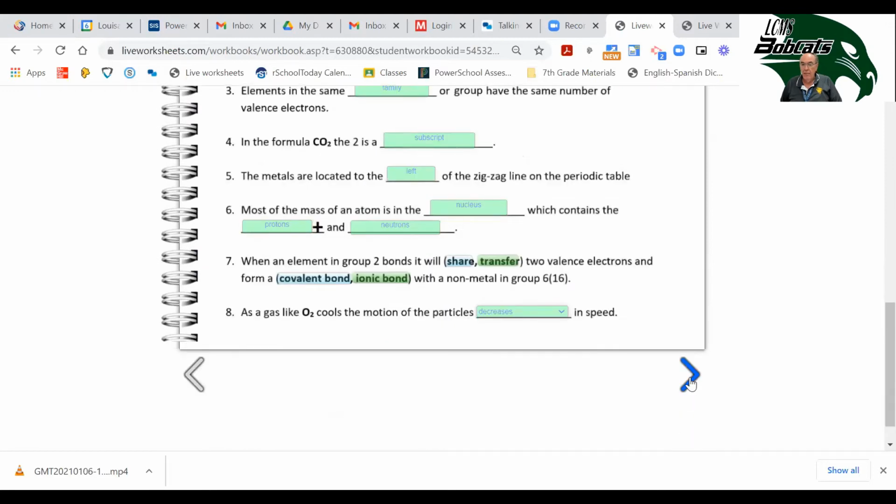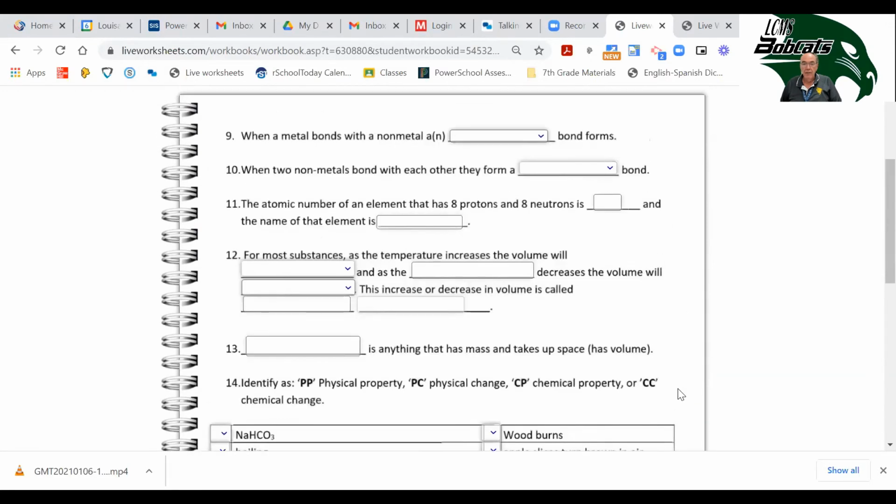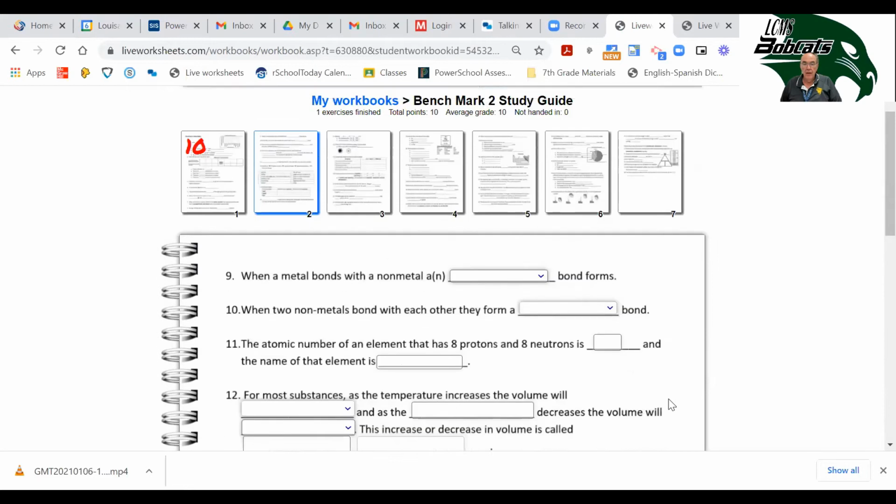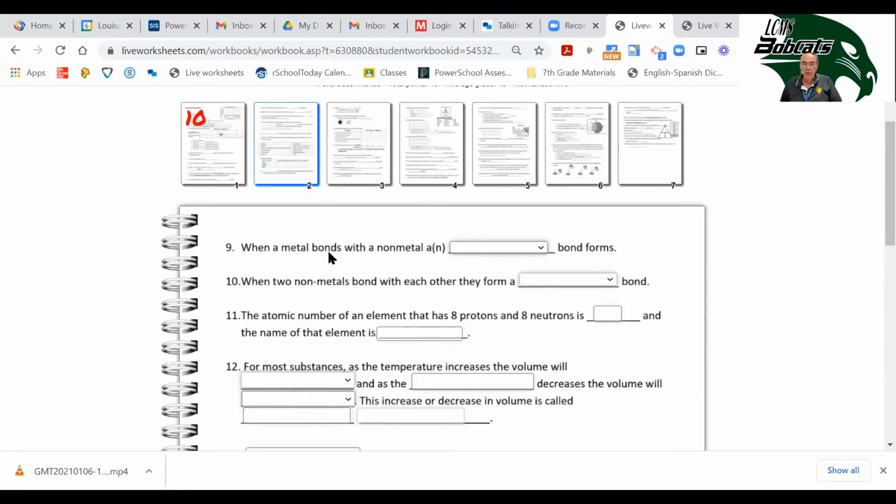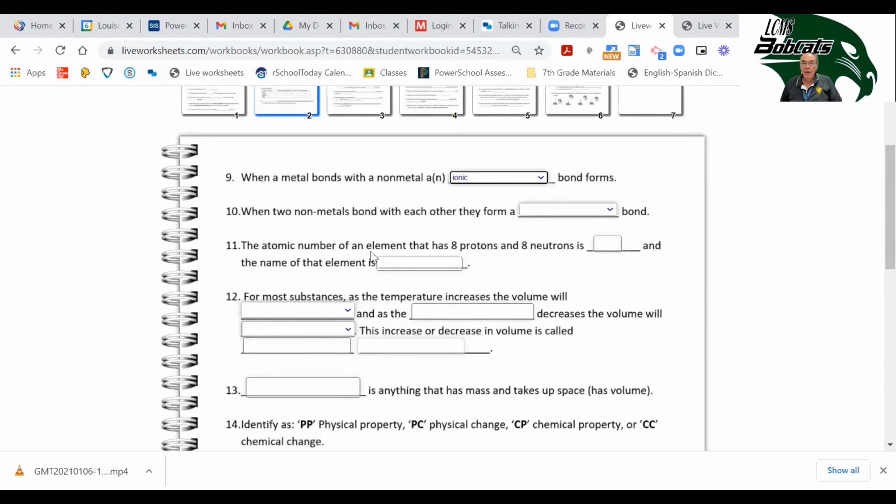Okay, we're finished with that page, and we're going to take a look at the second page of review. We just said on the first page, when a metal bonds with a nonmetal, that is an ionic bond. When two nonmetals bond, like O2, they always form covalent bonds. So when two nonmetals bond, it forms a covalent bond.